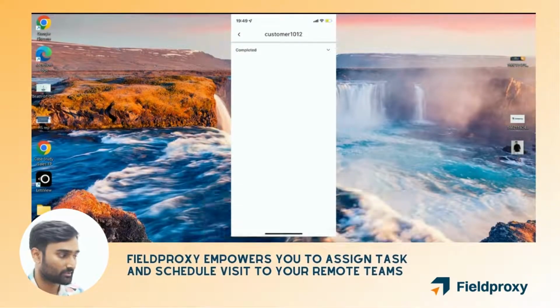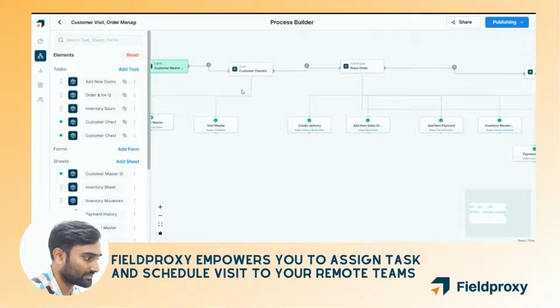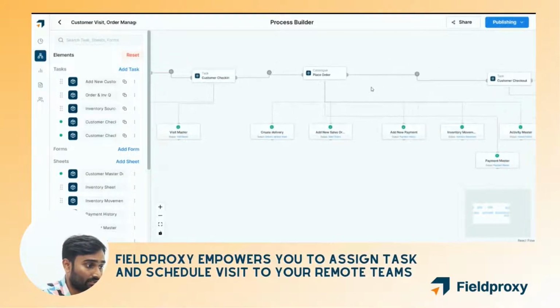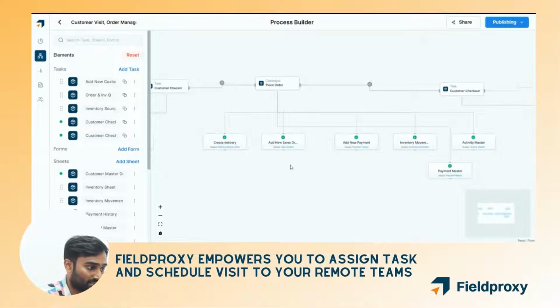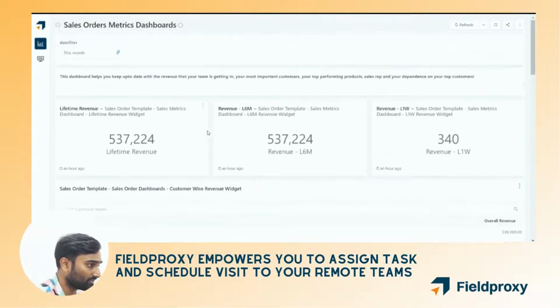Now all this process is collected in the backend. As I said, there are a set of customers and your agent goes and does a check-in, and if there's any order collection, that is collected, and there's a checkout. Now you see all these here, those are the sheets that collect various data points. Why it is collected is to provide you with dashboards as a manager, for you to see overall what is happening. So let me open it first and see.